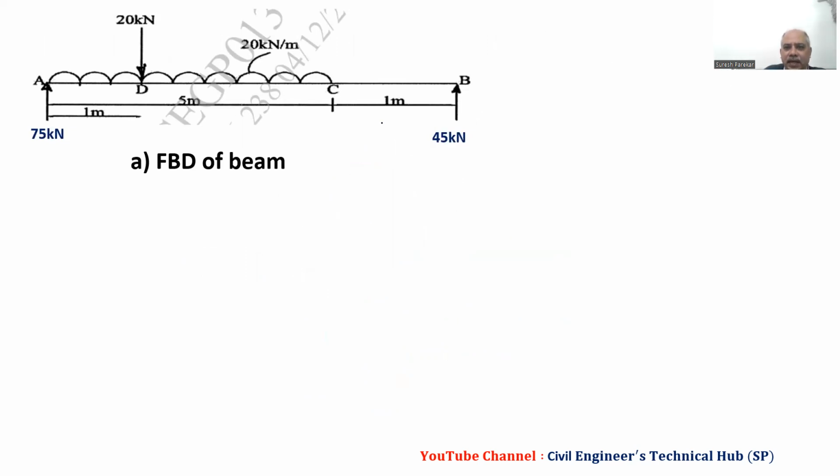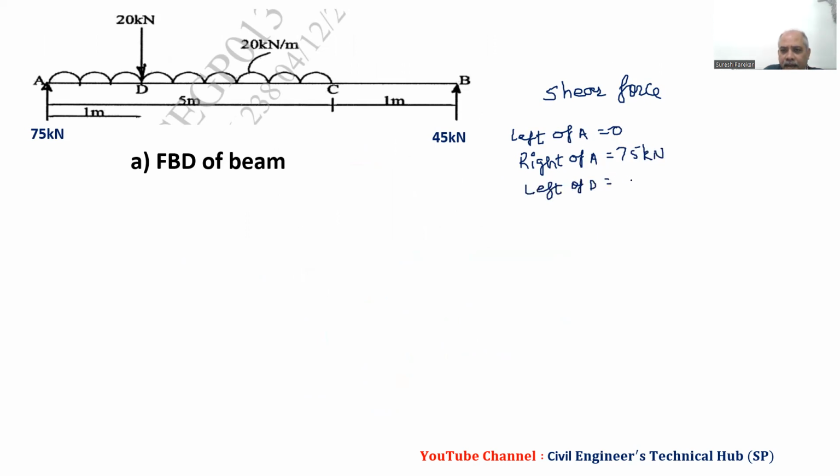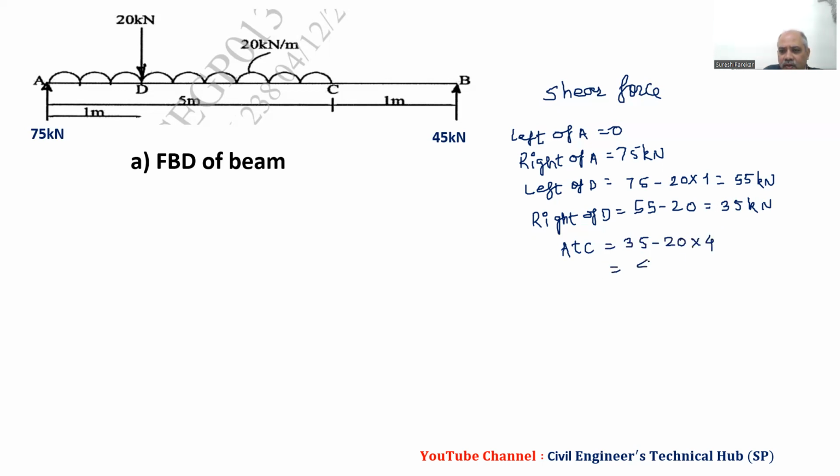Now we go to the SFD. Now I will write fast over here. So, shear force. Left of A we have 0. Right of A we have 75 kilonewtons. Then left of D, 75 minus 20 into 1, it will be 55. Then right of D, 55 minus 20, 35. Then at C, 35 minus 20 into 4, so minus 45. Left of B same 45, and right of B 0.